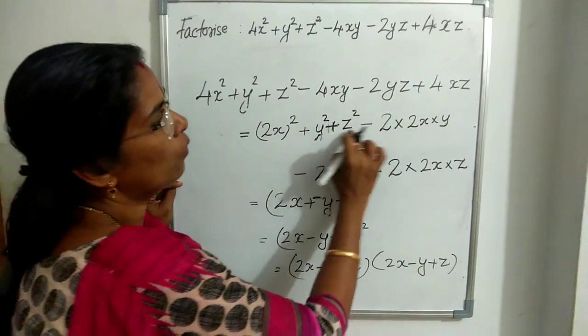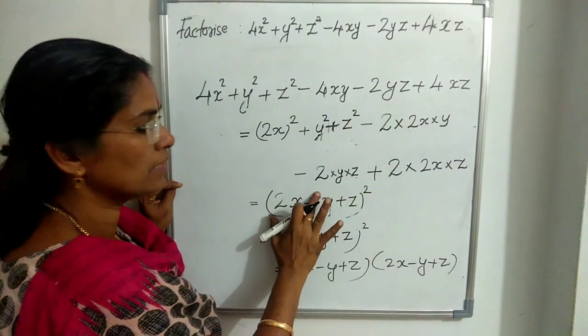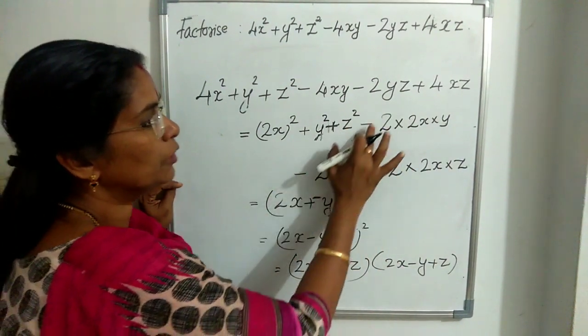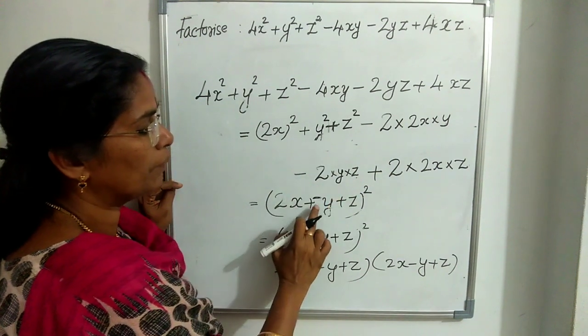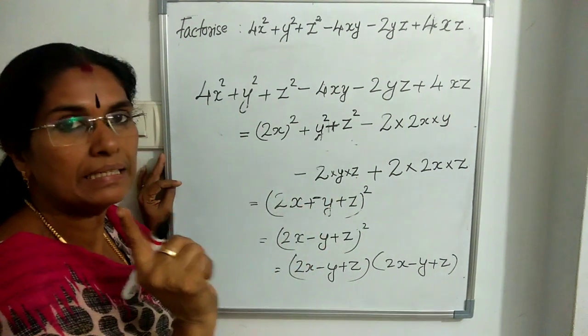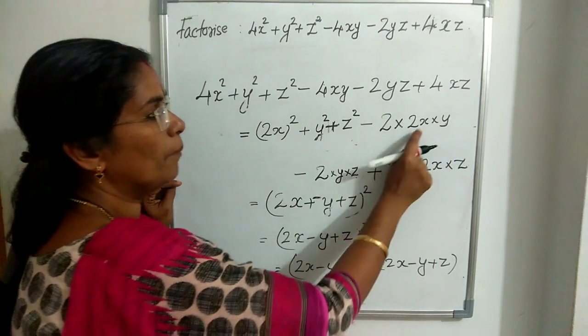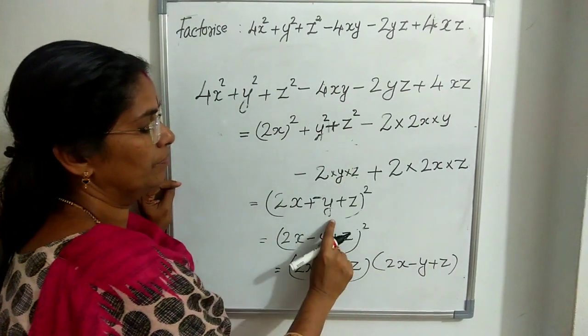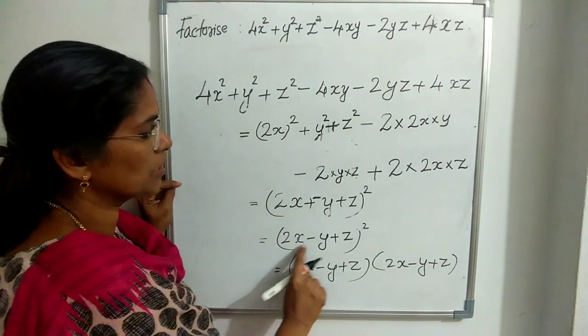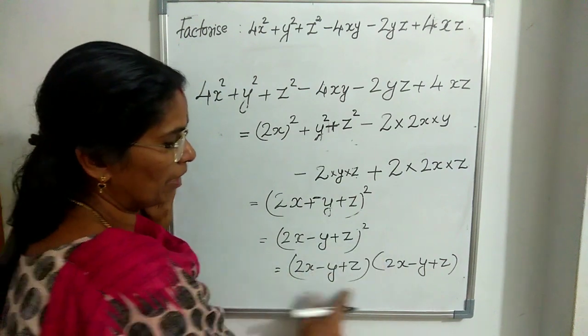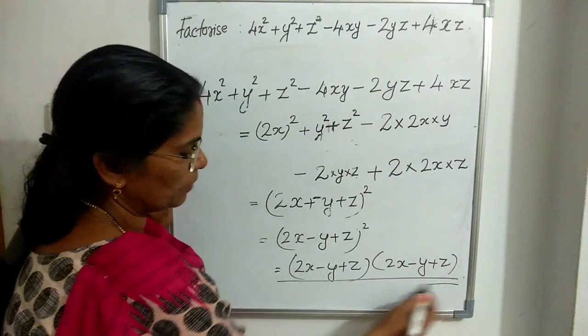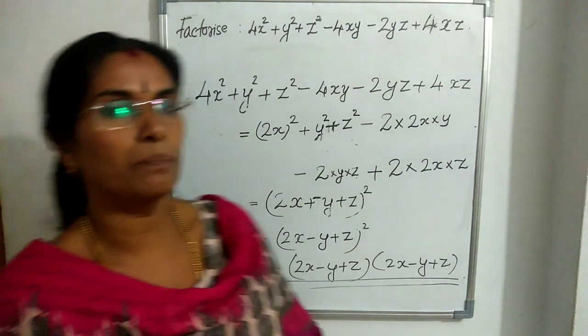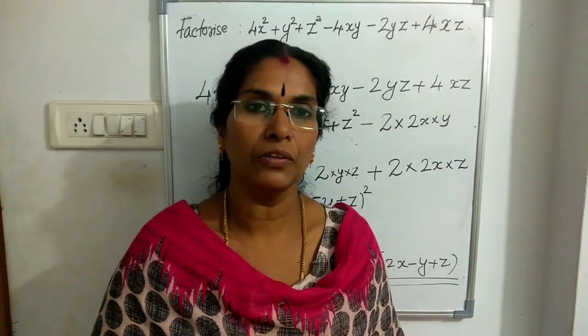If all these terms are positive means no need to write the sign. It is negative. Here 2 terms are negative. So we are applying one variable is negative. So that is common variable is negative. After that we are applying here 2x minus y plus z whole square, and factor writing time we are writing 2x minus y plus z into 2x minus y plus z. Is it clear for you?